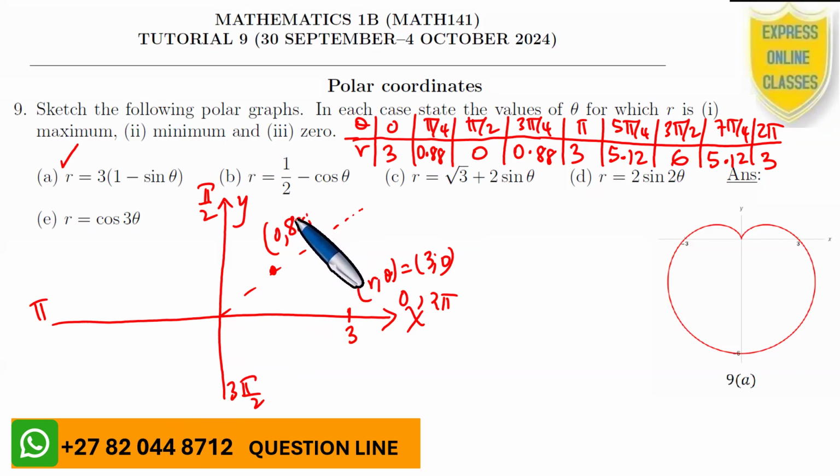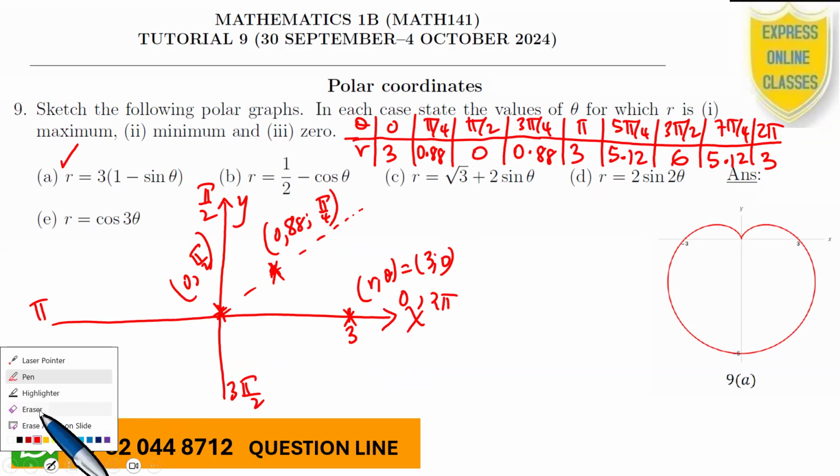And theta is pi over 4. So you have this and this. Okay, now at pi over 2, you have r is 0, and then you have pi over 2. That is exactly the point. So you're going to have this one.